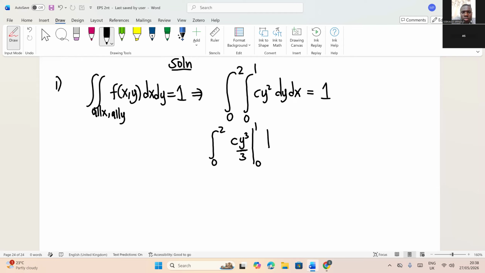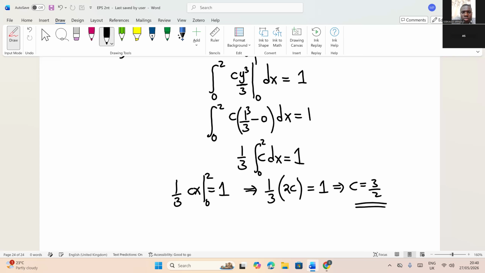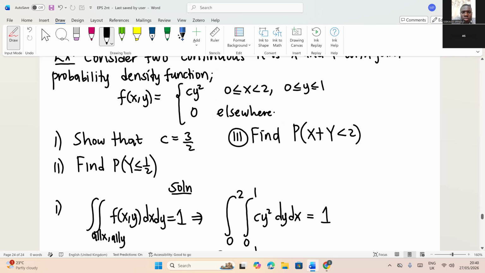So we have a third c x from 0 up to 2 equals 1. This implies that we have a third times (2c minus 0) equals 1. And this should mean that c is 3/2. Was that what was required? Yes, it should mean that c is 3/2.